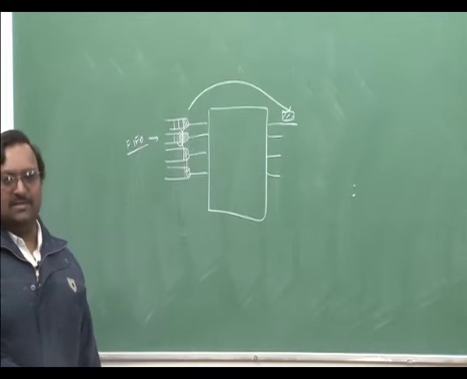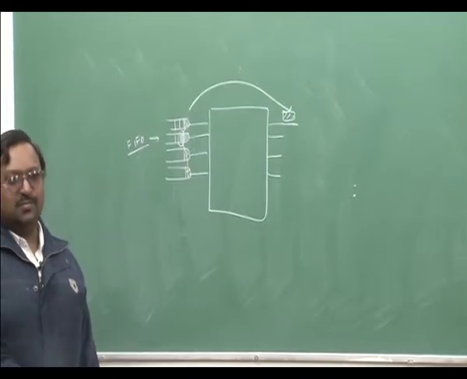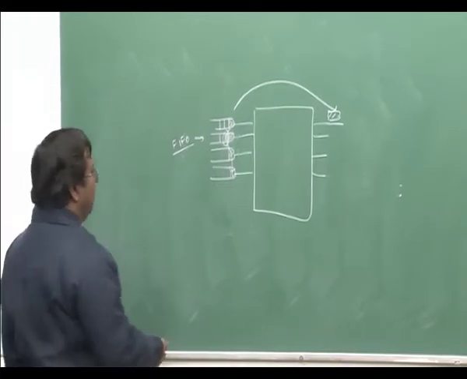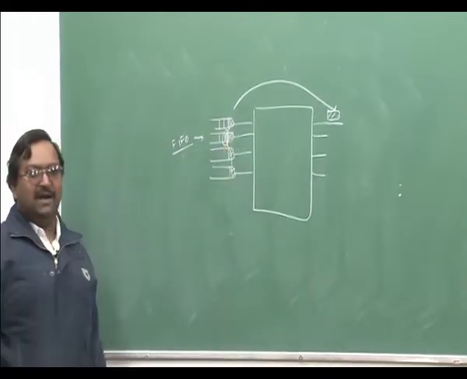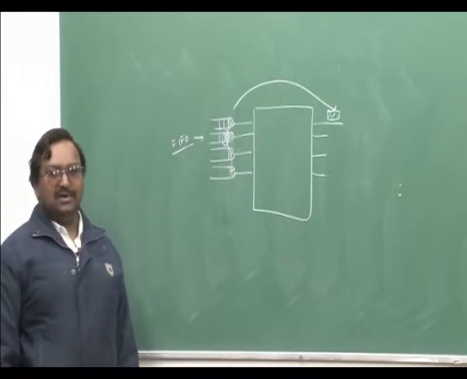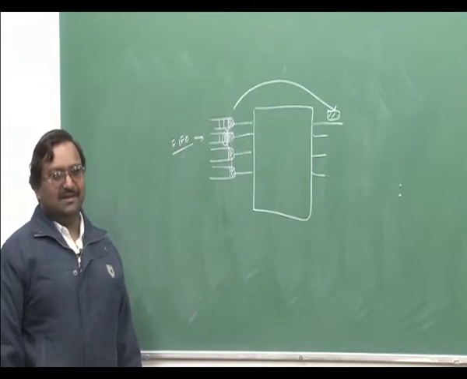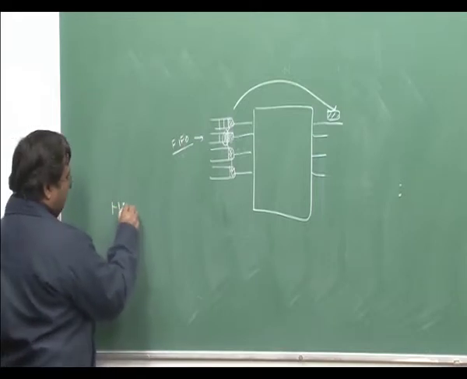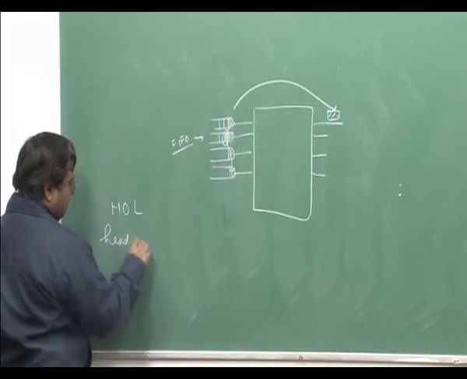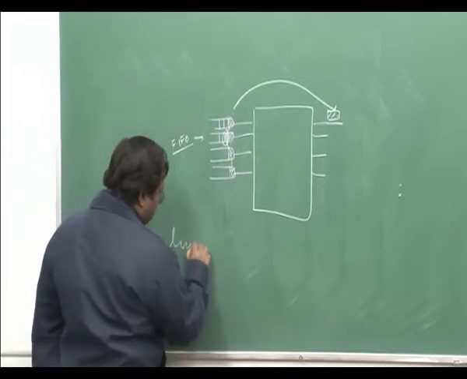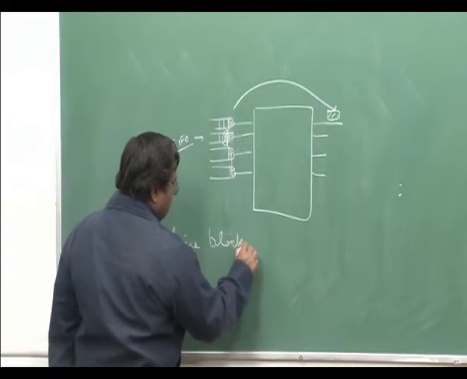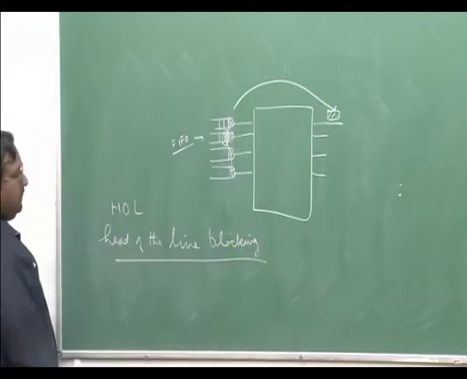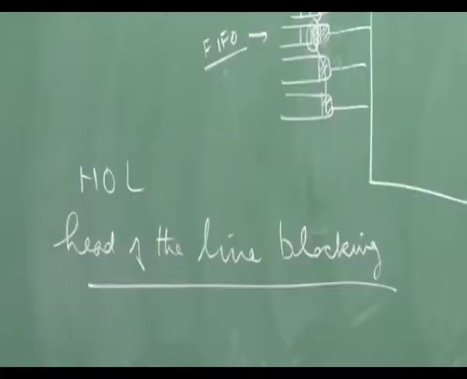Now this kind of blocking is not because of the switch. This blocking is happening because of the queue. Somebody is sitting ahead of you, and he does not want to go through in this particular slot. You could have gone, but you are not actually allowed to go. This is known as head of the line blocking, HOL. So this is one variant of buffering. This will certainly improve, but it has the head of the line blocking problem.